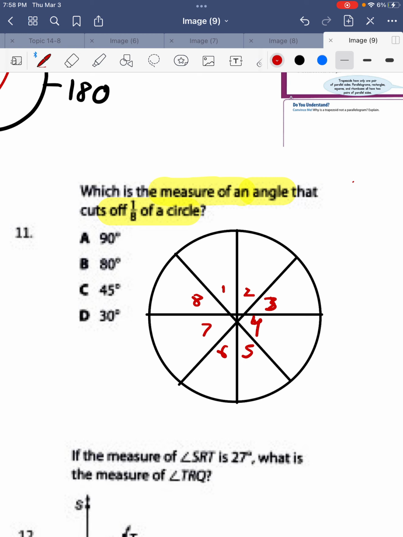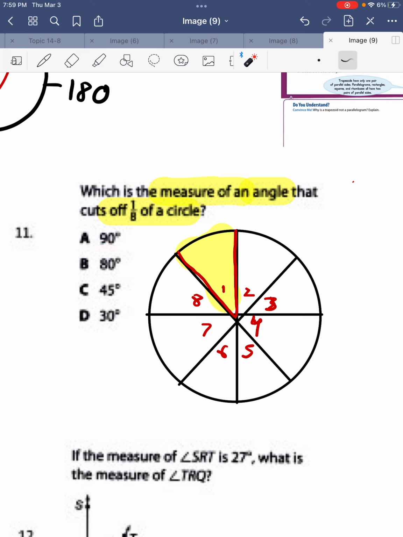So I have my circle and I have my eighths in it. And it says, what is the measure of an angle that cuts off 1/8? So now I'm just going to highlight 1/8. This is 1/8. Looking at this 1/8, I have my answers: 90 degrees, 80 degrees, 45 degrees, 30 degrees.